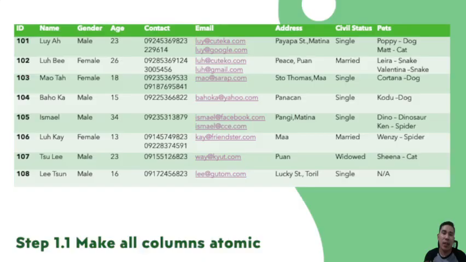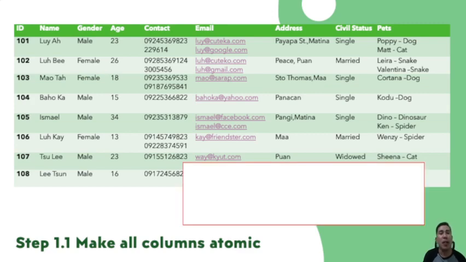Okay, so let's start with this table, TBL owner, that we have right here, which has fields like ID, name, gender, age, contact, email, and so on and so forth. And with the records in it, we have more or less 8 records. So in step 1.1 in first normal form, we'll have to again make sure that all of our fields must be atomic.